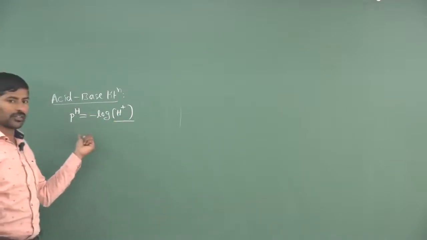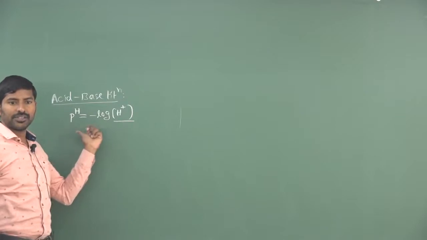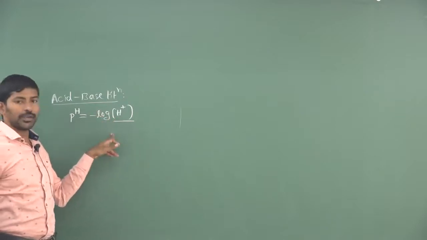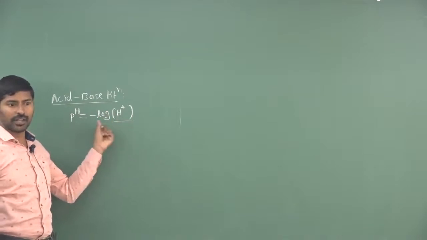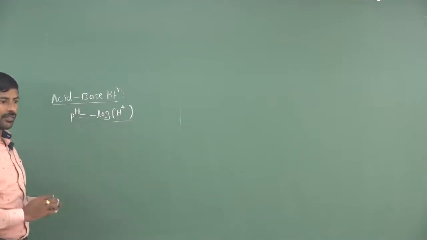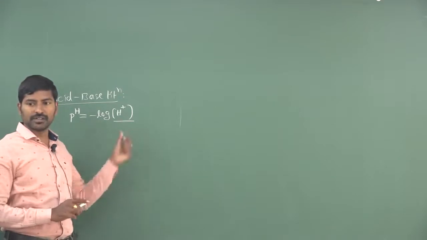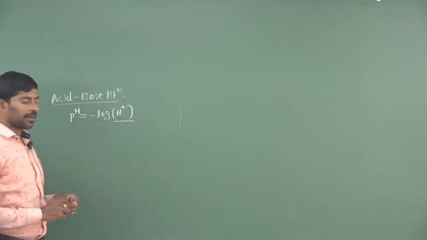How many such electrodes are there? We have 3 such electrodes. One is hydrogen electrode, quinhydrone electrode and glass electrode. All those 3 are reversible to hydrogen ion concentration. All those 3 electrode potentials depend on hydrogen ion concentration.